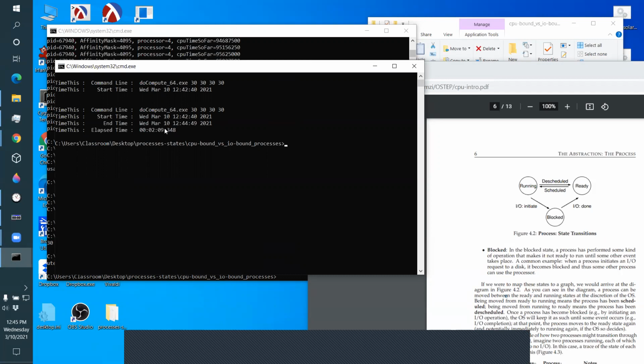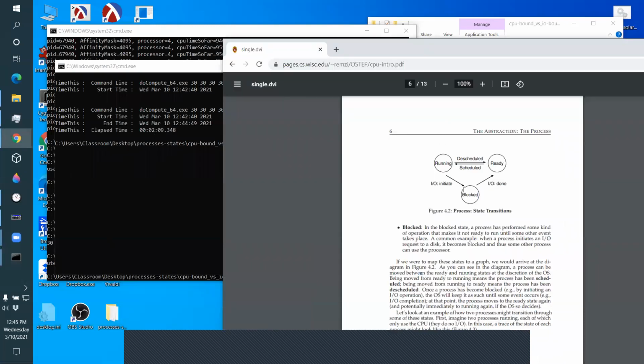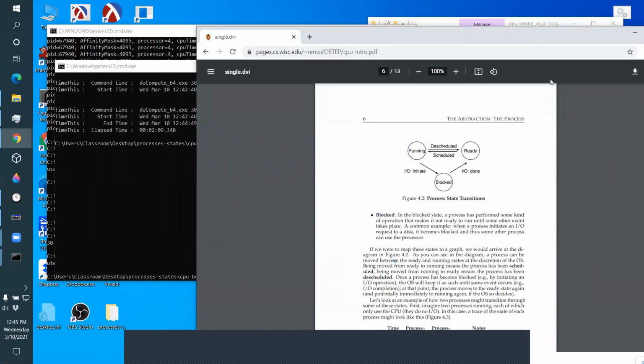The extra 10 seconds was probably mostly the time taken to do all those context switches. Now remember, that was our other picture. When you go from ready to running, then running back to ready, you have to do a context switch. A context switch involves a mode switch. The CPU has to go from kernel mode to user mode, and from user mode back to kernel mode.